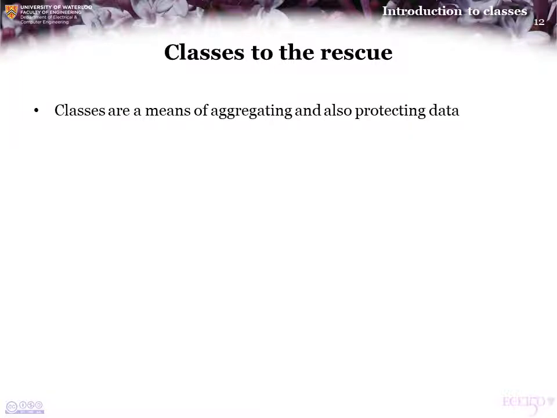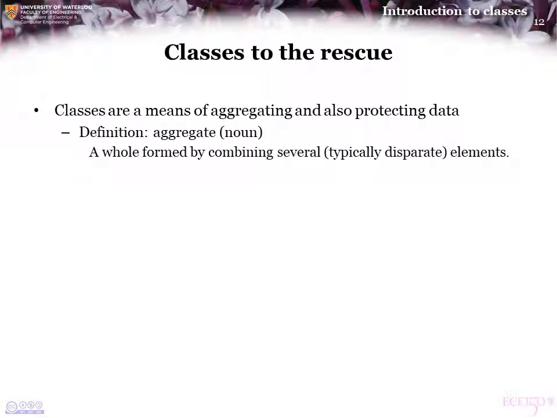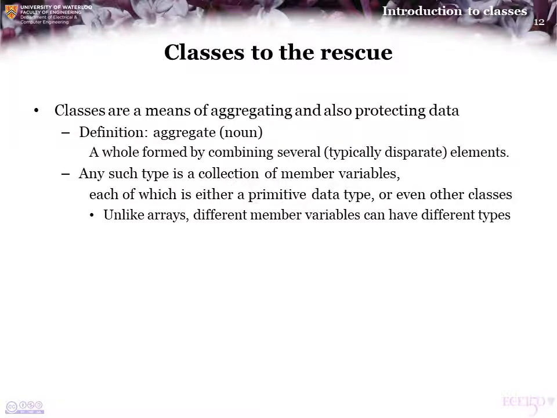So, to solve this problem, we're going to introduce the idea of classes. Classes are a means of aggregating and protecting data. Now, the word aggregate means a whole formed by combining several, typically disparate elements. Disparate means significantly different. So, any such type is a collection of member variables, each of which is either a primitive data type or they themselves can be of other classes.